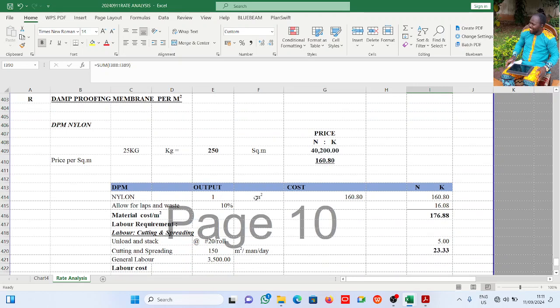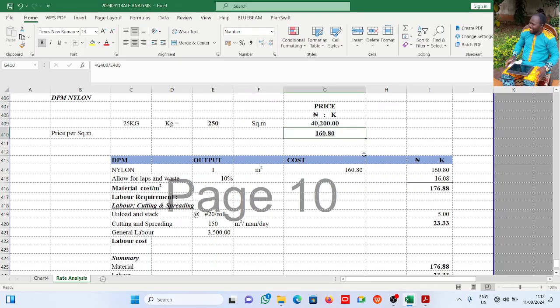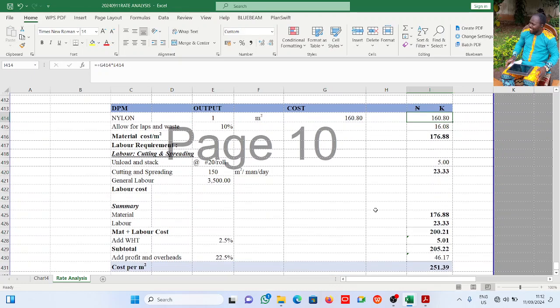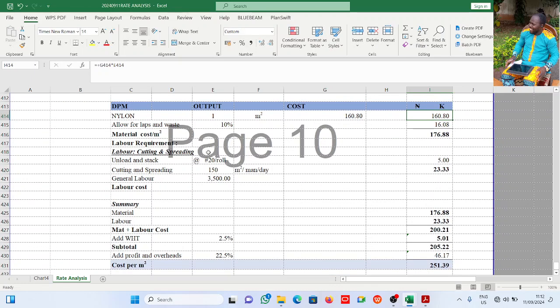And for damp-proof membrane, that's DPM nylon, 25 kg. It covers 250 square meters. So for 1 square meter, this will be divided by 250. So for 1 nylon, the DPM nylon per square meter is this. Of course there will be laps and waste, 10%.